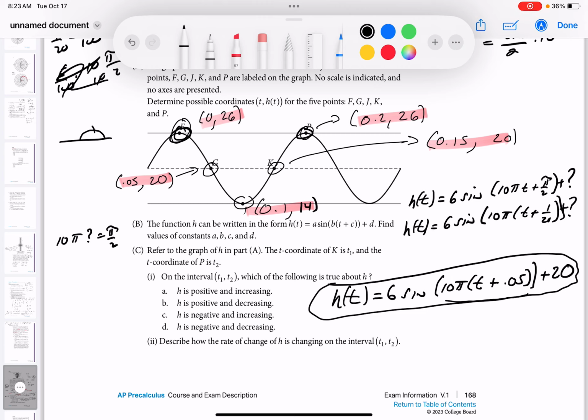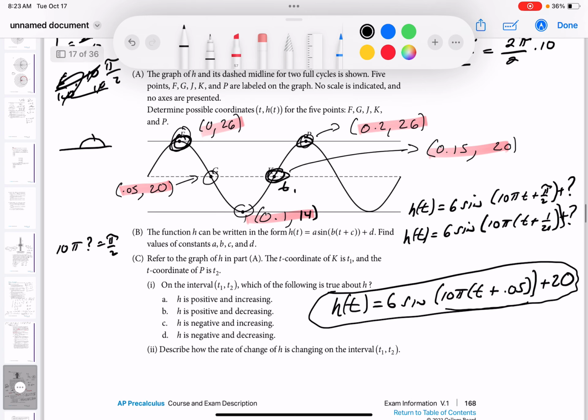The t coordinate of K is T1. Oh, I see that, this is T1 over here. And the t-coordinate of P is T2. Where's P? Oh, this is T2. All right? So the question is, on the interval from T1 to T2, which of the following is true about h? All right? Let's take a look at it.